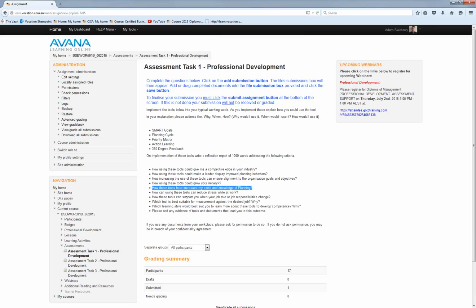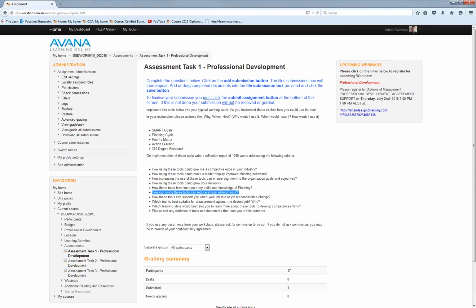How these tools have increased my skill and knowledge in planning. You may find that you're doubling up a little bit, or these questions tend to cover all areas or cover all bases, if you like. So if you feel that you've doubled up a little bit, that's okay. Increasing your skill of knowledge of planning might be similar to some of the things that you might be talking about, and how it's going to help a leader display improved planning behaviors. You might be saying similar stuff.